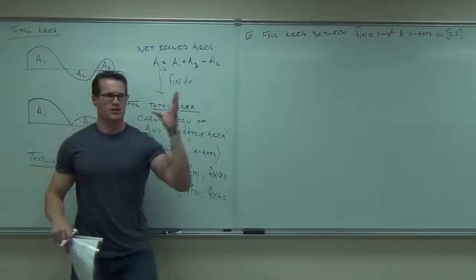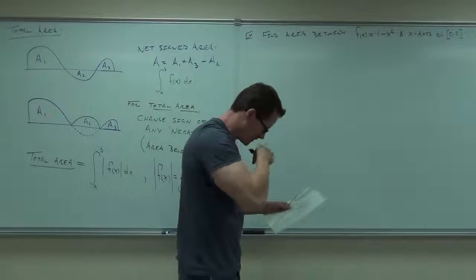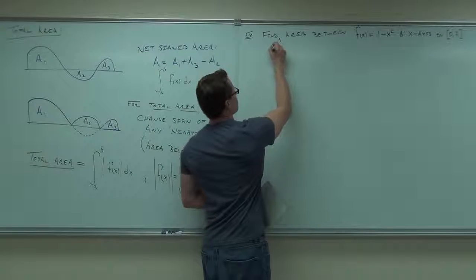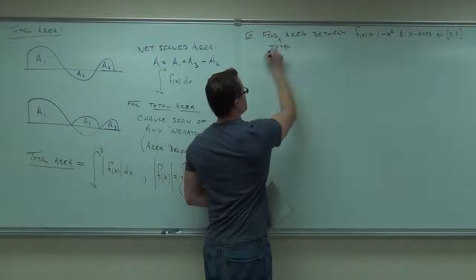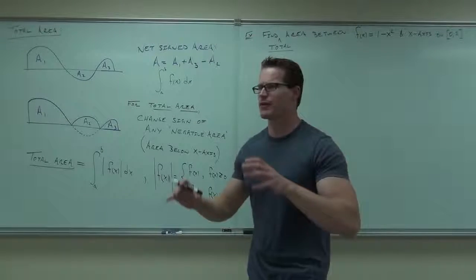Find the area between f of x equals 1 minus x squared and the x-axis on [0, 2]. Well, what we mean is total area. Let me insert that right here. Find total area. Total area between them. Because net signed area would be very easy.